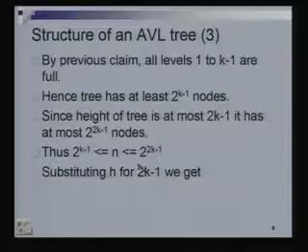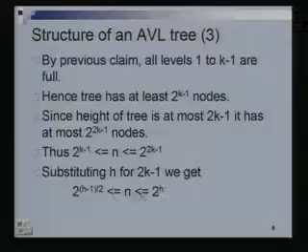Since we've been using h for the height, let's substitute h for 2k minus 1 and see what this equation would look like. This becomes 2 to the h and this becomes 2 to the (h minus 1) by 2. It's the same thing I'm showing you over and over again. What is this saying? If you have an AVL tree of height h, then it has at least 2 to the h by 2 nodes, as we had shown earlier. Now we are showing 2 to the (h minus 1) by 2, roughly the same thing, square root of 2 to the h nodes.